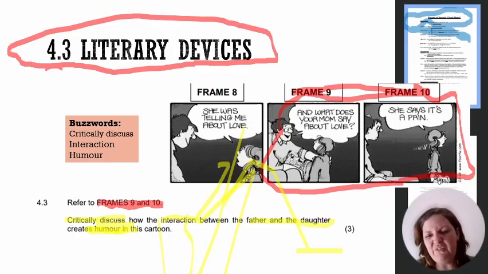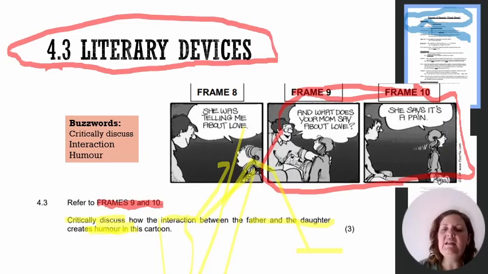She's making fun of him. She's mocking him. Anything along those lines to provide your judgment. Try and sew your answer together. If you're not sure if your answer's worth 3 marks or not, send me a picture on WhatsApp and I'll assess it for you.